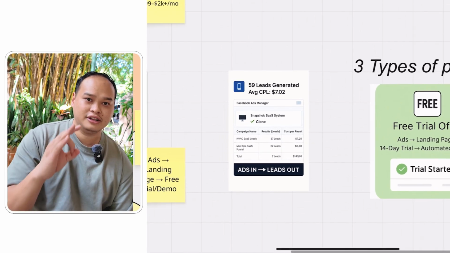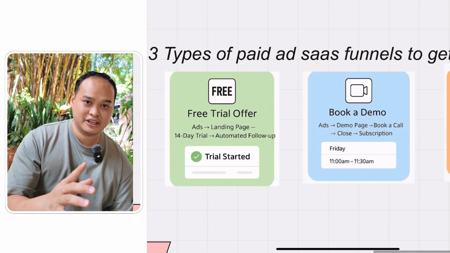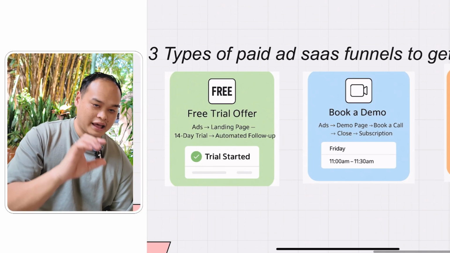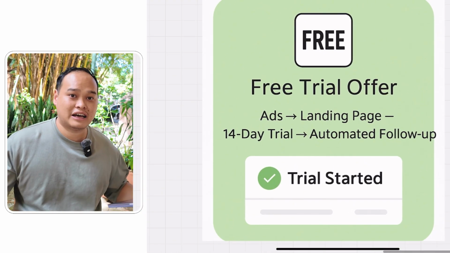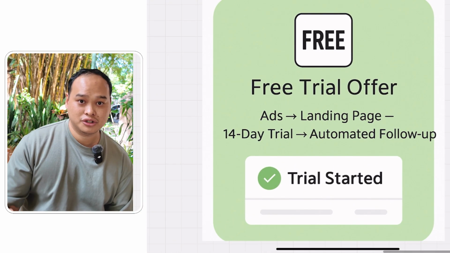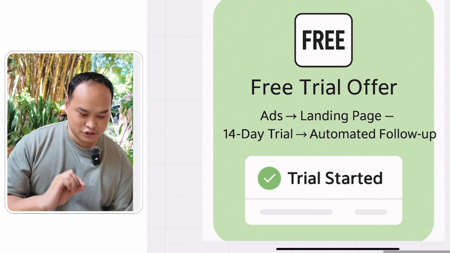It really comes down to about 3 types of funnels, 3 proven funnels that you can launch. First is a free trial offer. First example, low friction. How it works is you go from an ad to a landing page, and you can go anywhere from a 14-day trial, automated follow-up. This is the fastest way if you want to get a first handful of users and you want to go through the volume approach. But I recommend the last one I'll show you in a second.